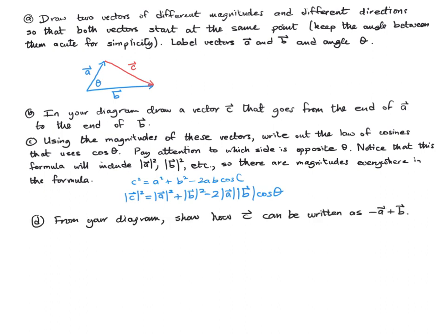So the next step is, from our diagram, show how C vector can be written as negative A vector plus B vector. And I'm going to, again, have you pause the video and then do it and then check your answer when you're done.